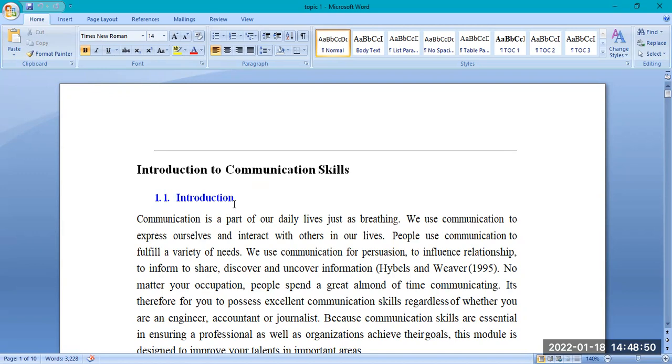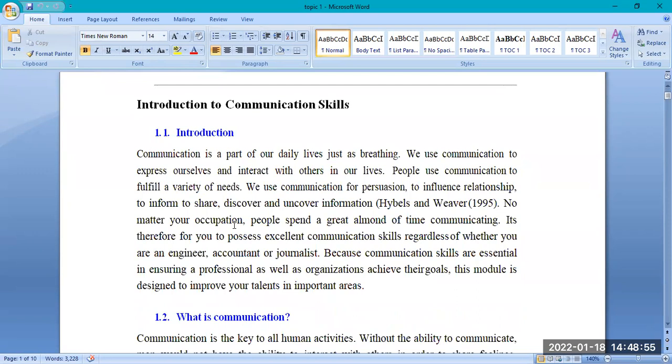Introduction to Communication Skills. When you talk about communication skills, you're going to realize that communication is part of our daily lives, just like breathing. You cannot say, for example, you are not going to breathe today because you are mad at some people. No, you will die. Therefore, as far as you are living, communication is part of your daily lives.